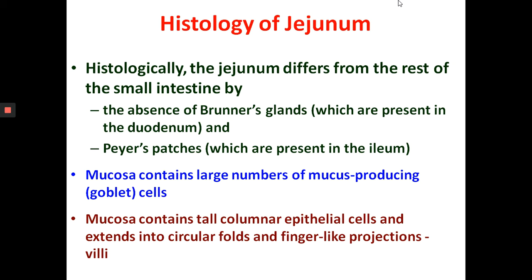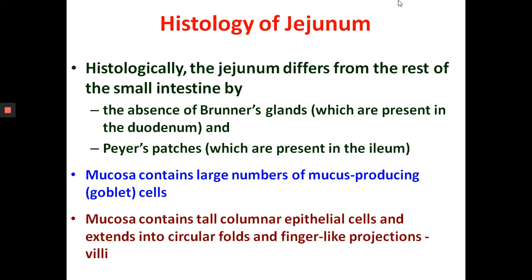Histologically, the jejunum differs from the rest of the small intestine by the absence of Brunner's glands, which are present in the duodenum, and Peyer's patches, which are present in the ileum. Mucosa contains large numbers of mucus-producing goblet cells. They produce mucus, and this mucus protects the internal lining of the small intestine.